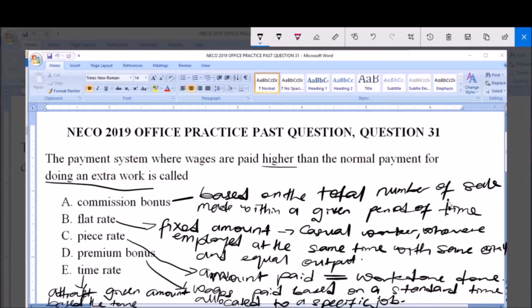Now the question says the payment system where wages are paid higher than the normal payments for doing an extra work is called, and that is option D, premium bonus. Because in terms of premium bonus, when time is saved or when the worker goes the extra mile to do the job outside the standard time, it attracts an extra bonus. So the pay will be higher than the normal payment because extra work is being done by this worker, and that is premium bonus, option D.